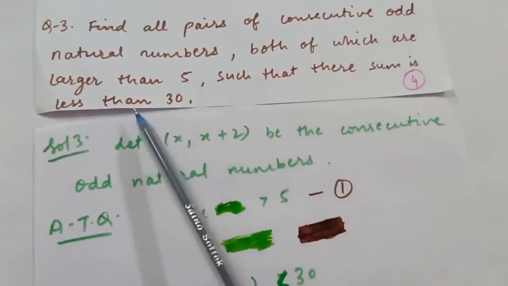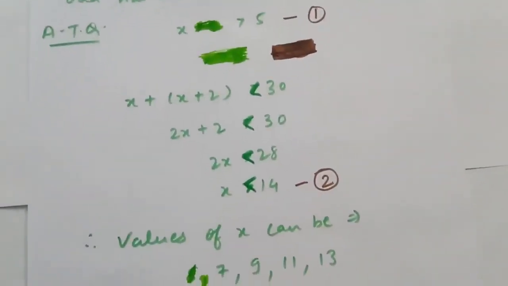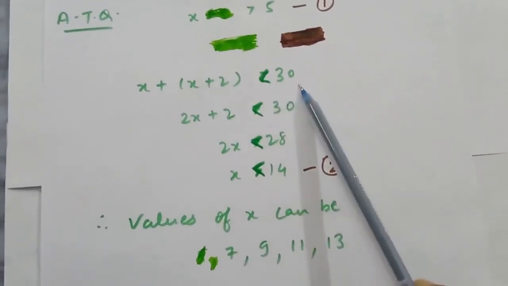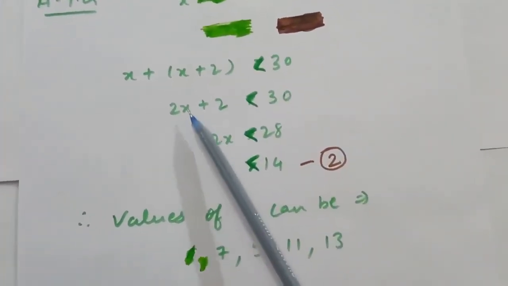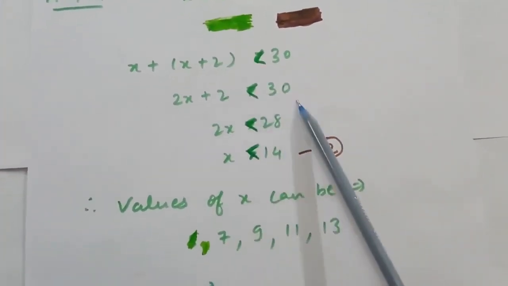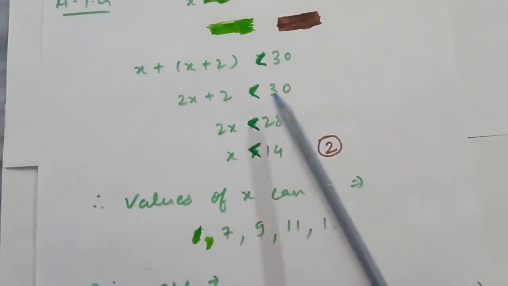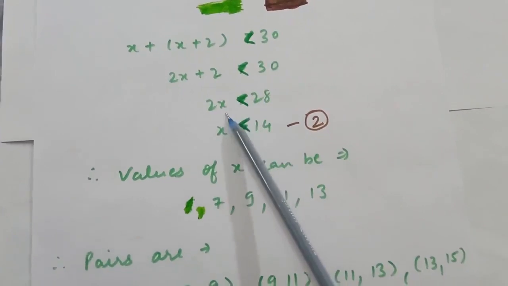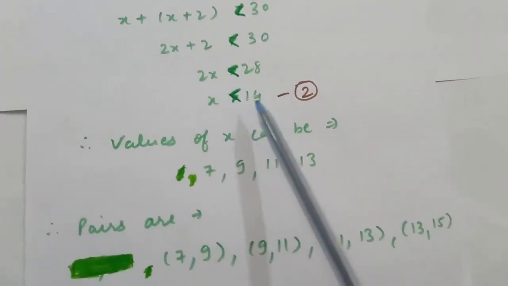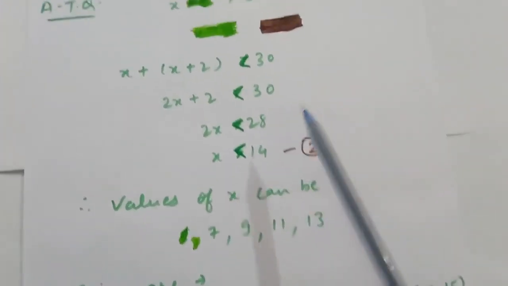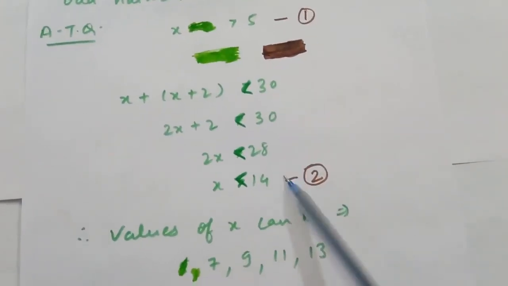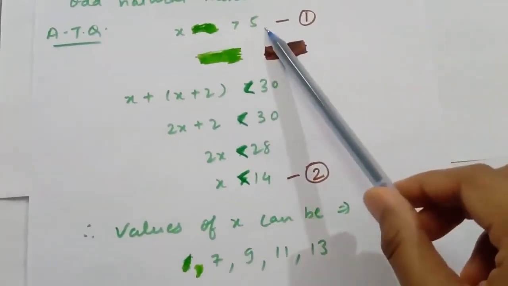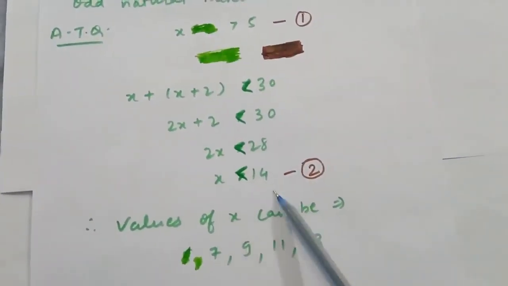Also the sum should be less than 30. So the sum will be x + x + 2 < 30, that is 2x + 2 < 30. Subtracting 2 from both the sides, 2x < 28, and then dividing both the sides by 2, x < 14. So from the first and second we can say x is greater than 5 and less than 14.